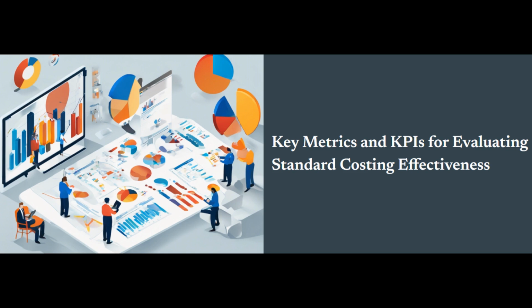COGS, in this case, should be based on the standard costing system, as it provides a more accurate and consistent representation of the true cost of production. By tracking gross margins over time and across different product lines or business units, organizations can identify the most profitable areas of their business and focus their resources accordingly.